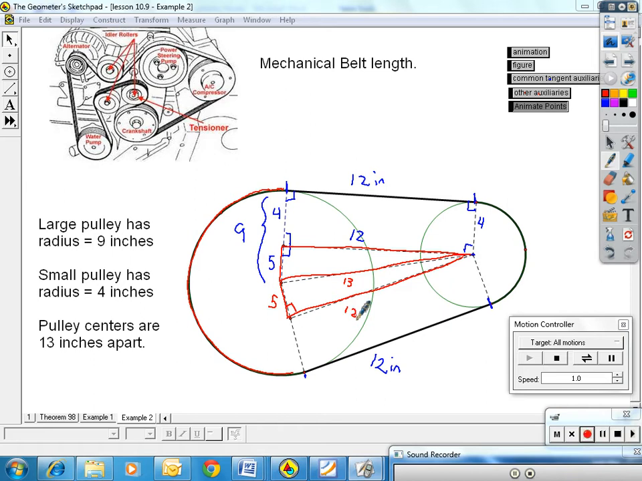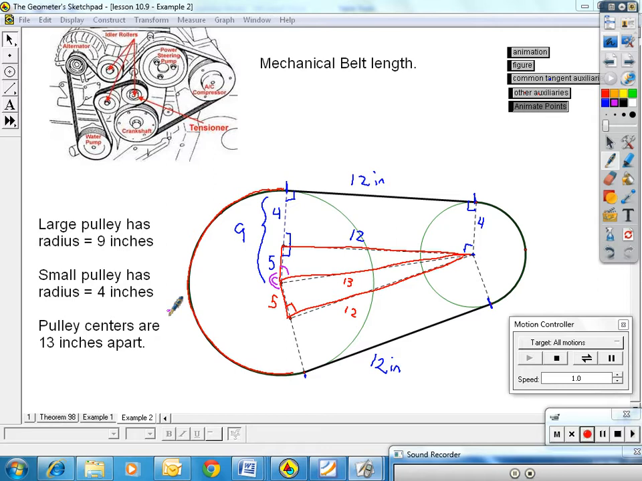It would sure be nice to know what this angle was, because if I knew that angle, I'll know this angle, and if I know those angles, I'll know my central angle, and that's the angle that I'm really after. So if I've got a right triangle, 5, 12, 13, how do I solve for that angle? I hope you're saying sine, cosine, and tangent, and that's exactly right.